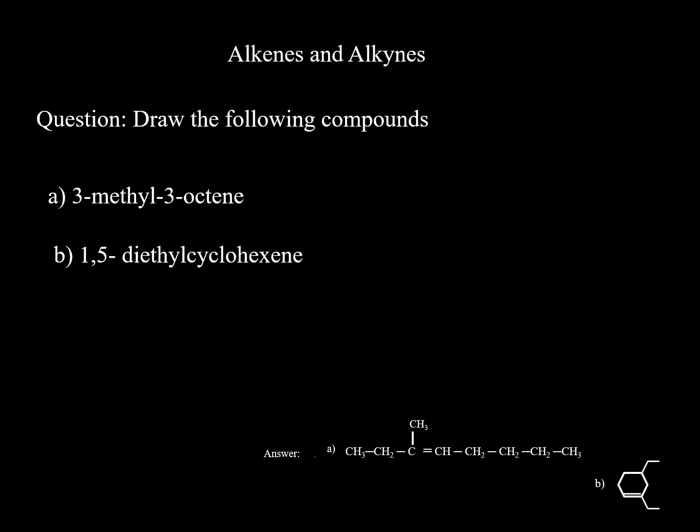Try to draw the following compound. So we would draw octene. It's a straight line. Draw the straight line: 1, 2, 3, 4, 5, 6, 7, 8. Every syllable has a meaning, so it's 8 carbons in the longest chain. On the longest chain, there is a double bond on carbon 3, so that's 3-octene. And also on carbon 3, there's a methyl. So this would be 3-methyl-3-octene.